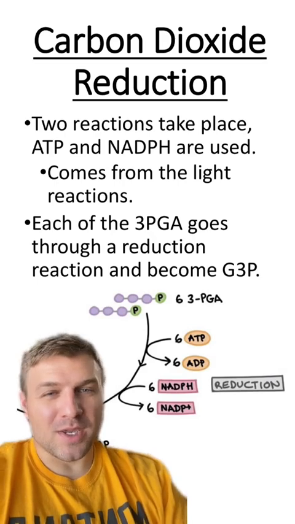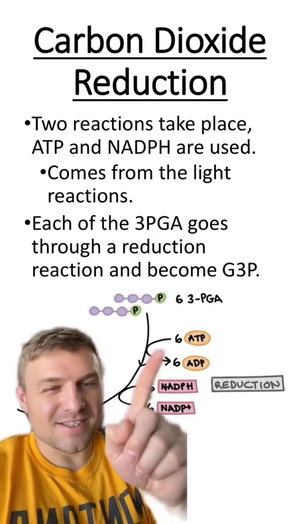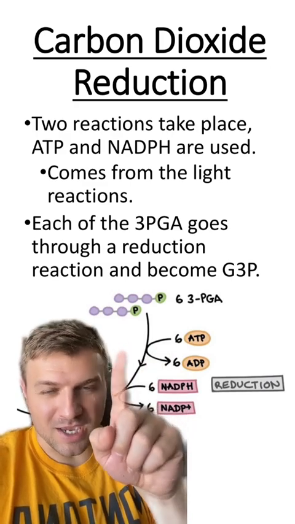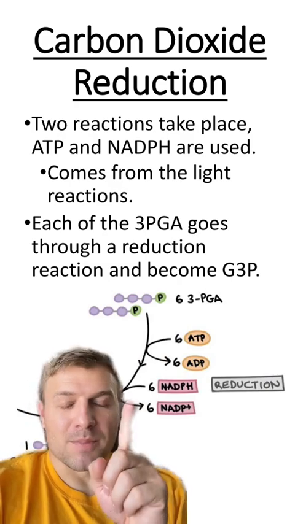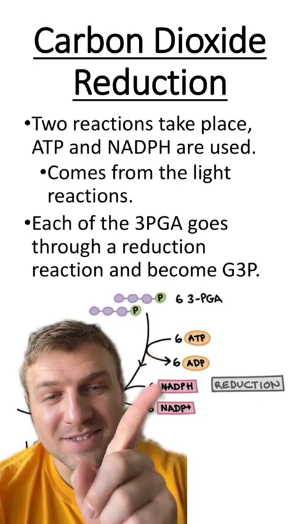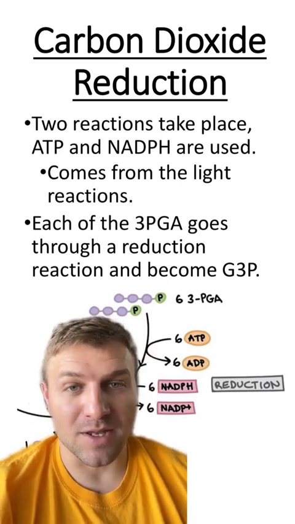The next step within the Calvin cycle is called carbon dioxide reduction. And there are going to be 2 main reactions that take place first. ATP is going to be used up to phosphorylate some of these molecules of 3-PGA, as well as NADPH dropping off electrons into this process. Now, if you remember, ATP and NADPH are going to come from the light-dependent reactions.